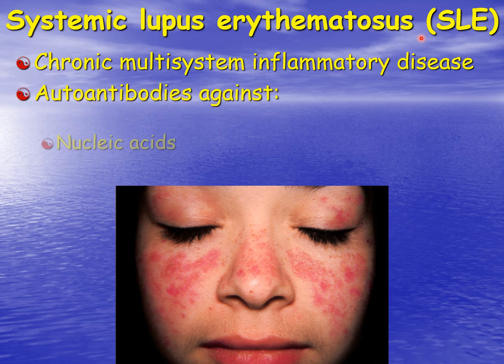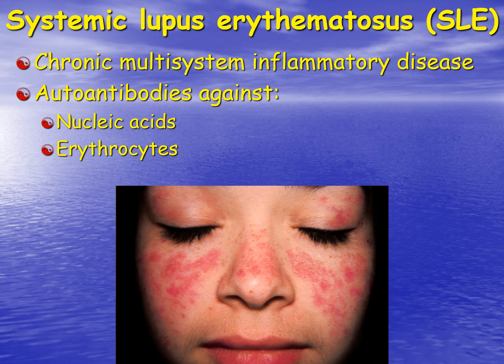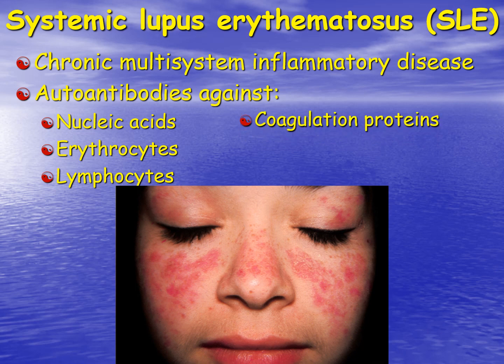Autoantibodies are made against nucleic acids, so this includes both RNA and DNA, erythrocytes that typically will result in severe anemias, lymphocytes resulting in lymphopenias, coagulation proteins, so we have clotting issues, phospholipids, which are found, of course, in every cell membrane, and platelets. And then I put etc. because there can be many, many manifestations of systemic lupus.